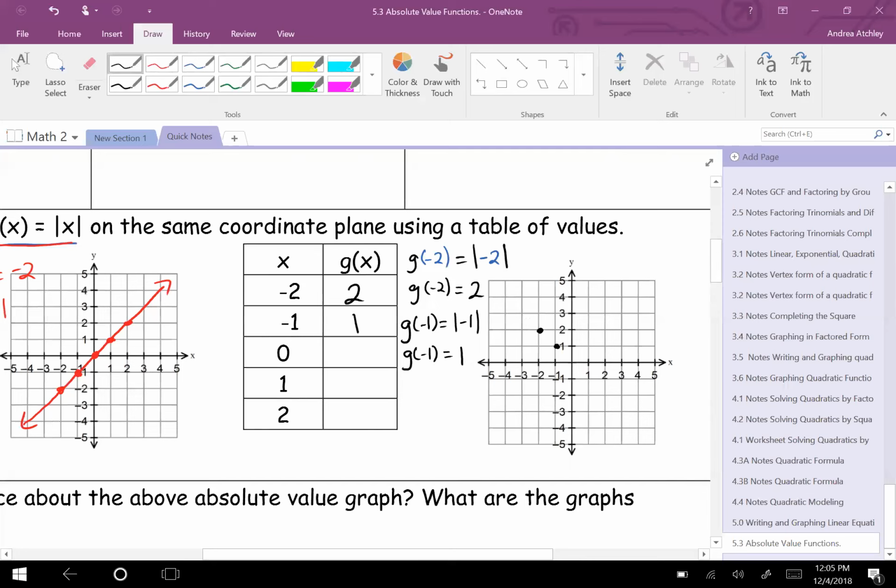Okay, what's the absolute value of 0, class? 0. Then we plug in 1. And what's the absolute value of 1, class? It's not -1. We don't change the sign. It's always positive. It's 1. Okay, and what's the absolute value of 2? 2. So this is my graph.